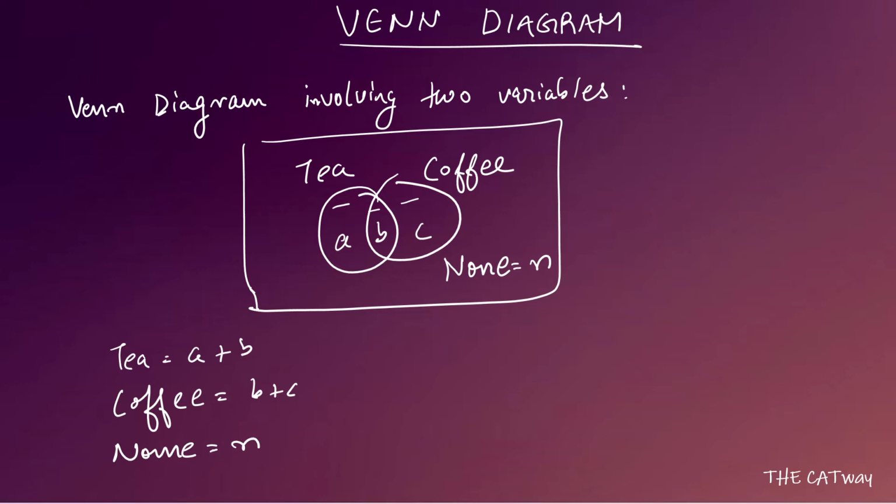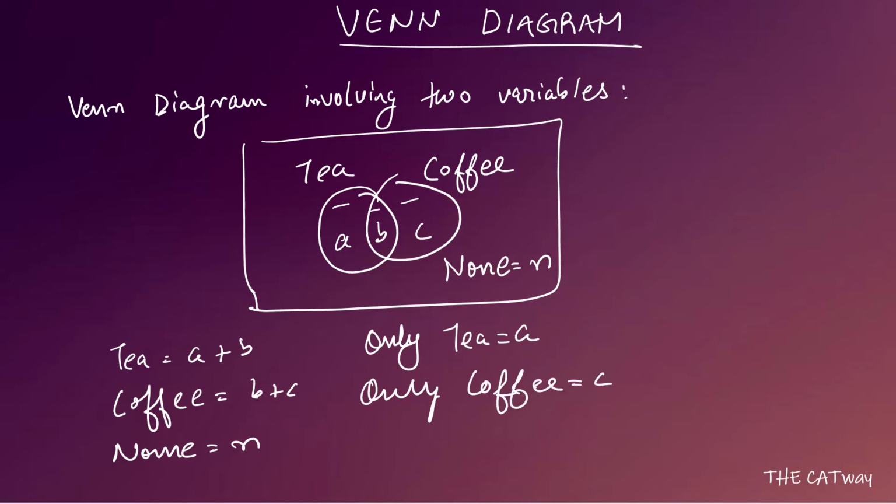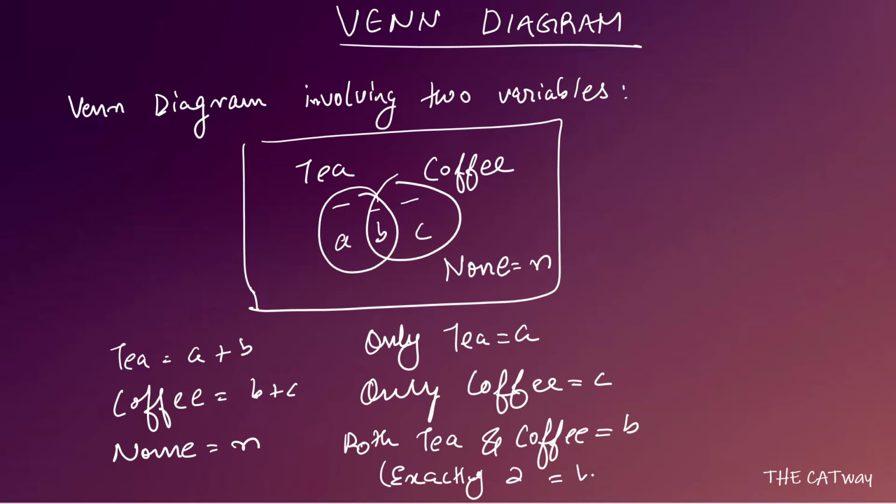Okay, and after that, let's say there is only tea, so only tea would be a. If there is only coffee, then we will be talking about c. If we are talking about both tea and coffee, we will be talking about b. Okay, so these are the few things. Or if it says exactly 2, that will also be equal to b.